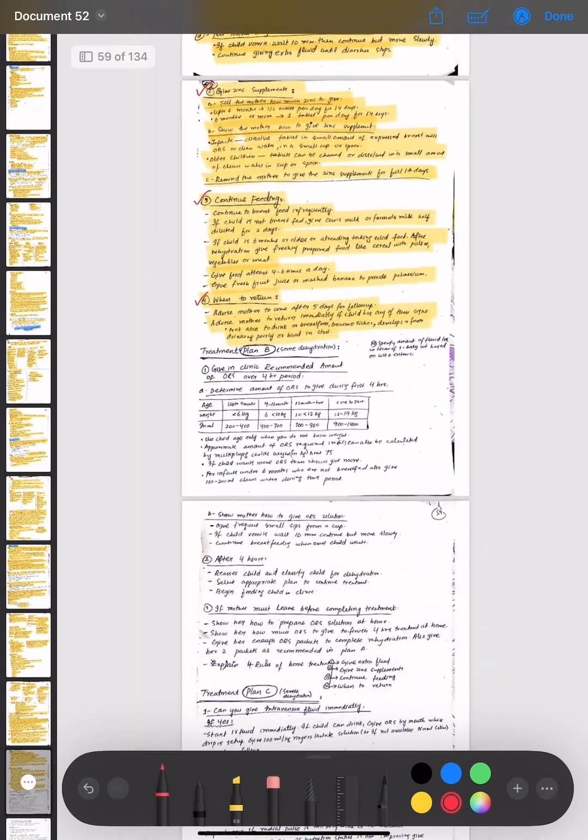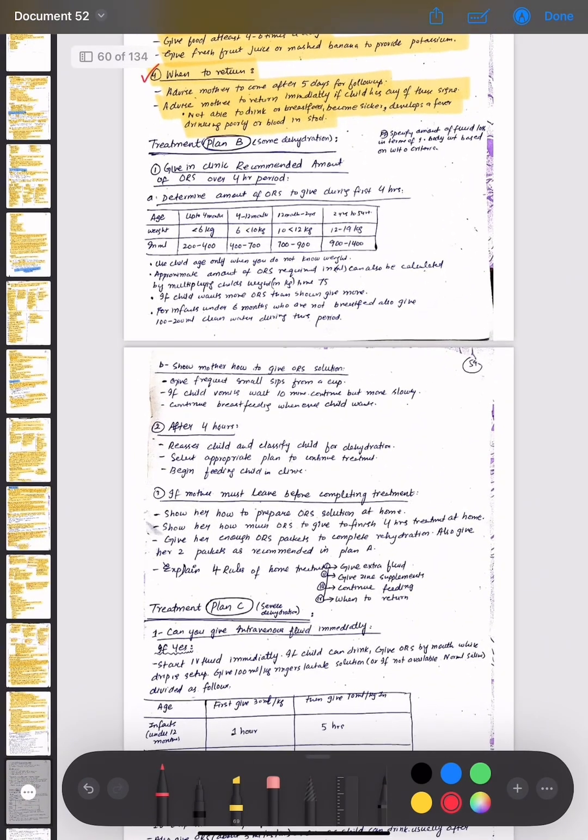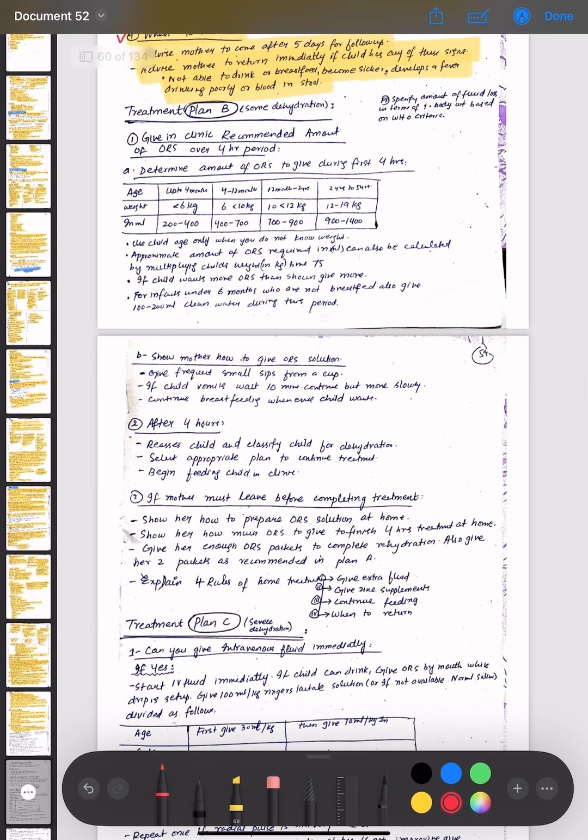Now we will discuss treatment plan B and treatment plan C. So treatment plan B is for some dehydration. The first step is give in clinic the recommended amount of ORS over a 4-hour period. So first of all, you have to determine the amount of ORS to give during the first 4 hours.